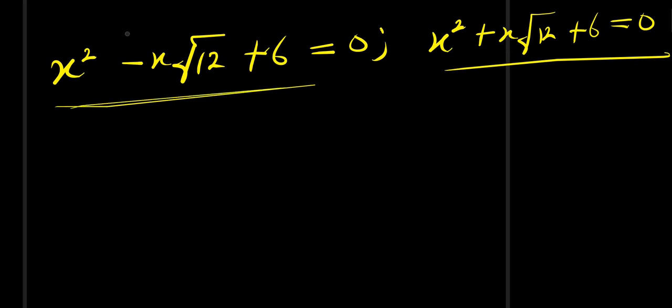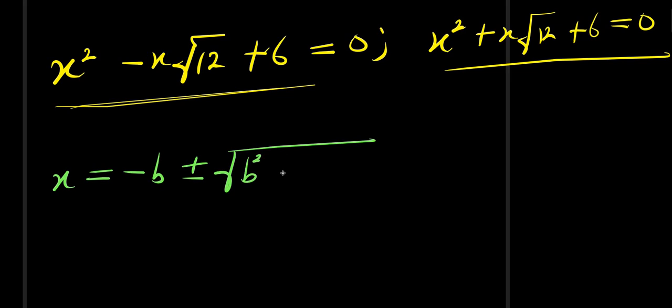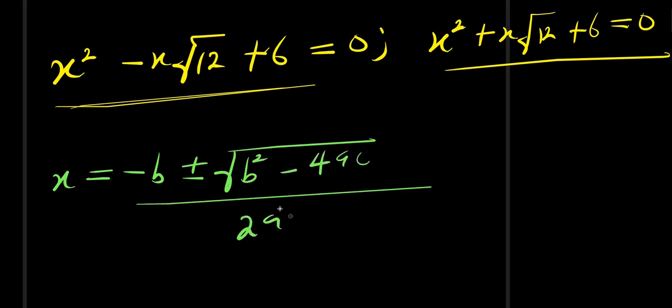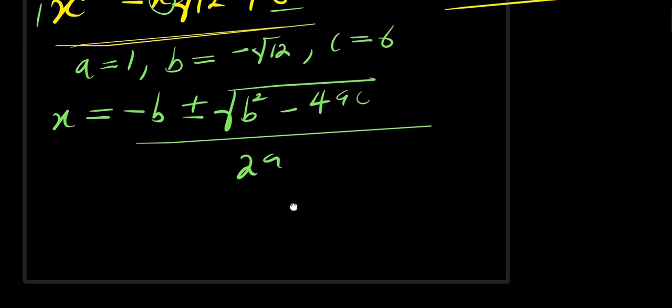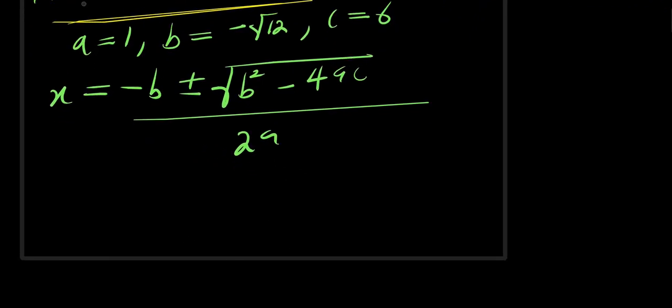Let's start with this. So we consider the formula method. X equals negative b plus or minus square root of b squared minus 4 times ac, divided by 2a. And right now, a is 1, which is the coefficient of x squared. B is negative root 12, which is the coefficient of x here. And c is 6, which is the constant here. So let's insert them right into this particular formula.